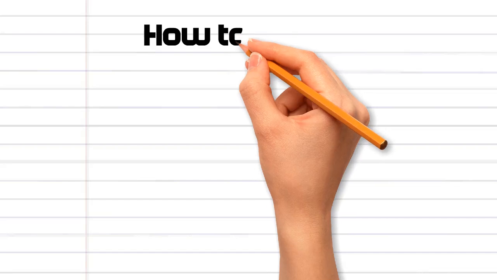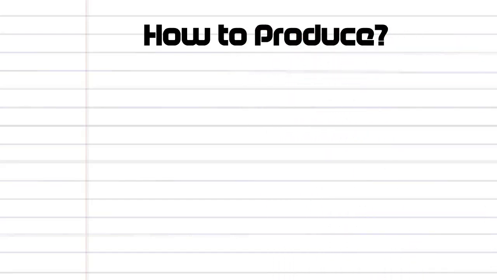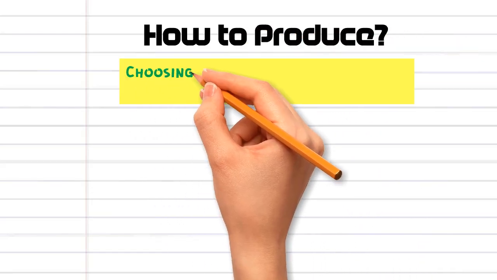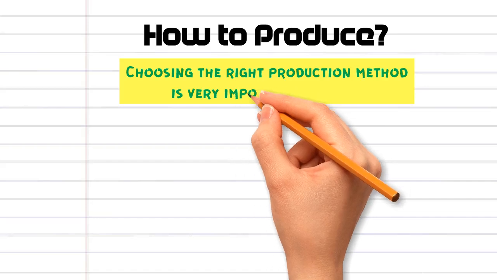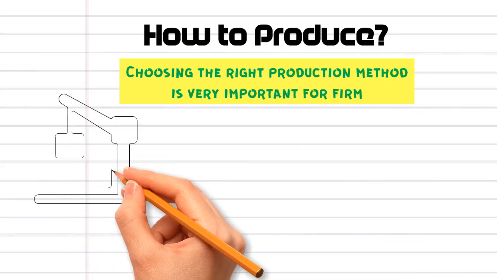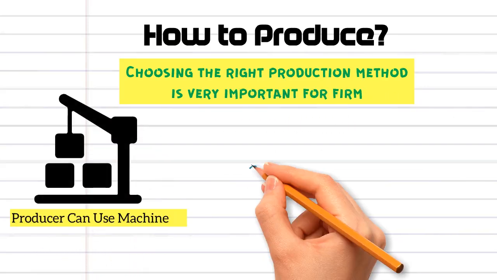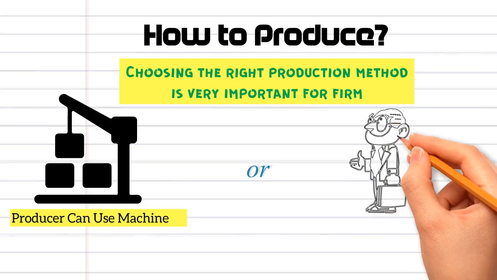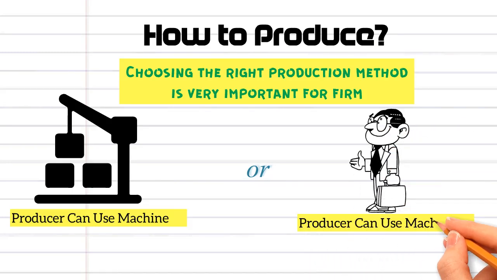Once producers decide what to produce, the next big question is how to produce. This means choosing the right method of production. There are two main options. First, capital intensive method. Second, labor intensive method. Each method has its own advantages.